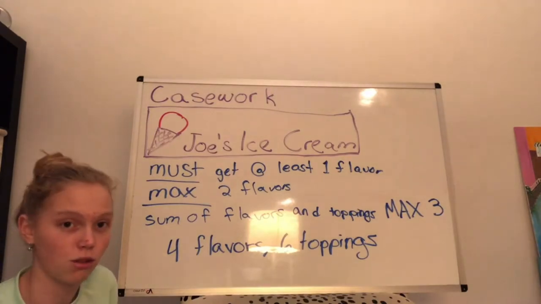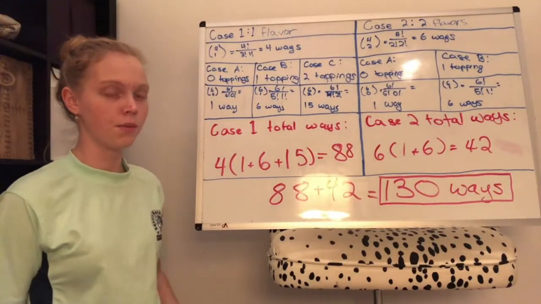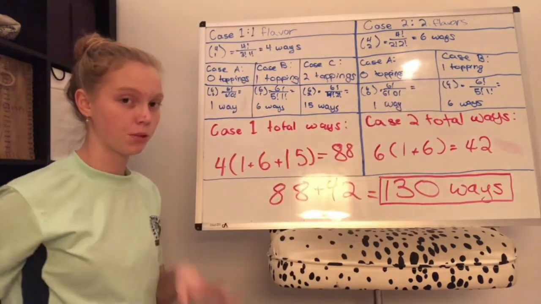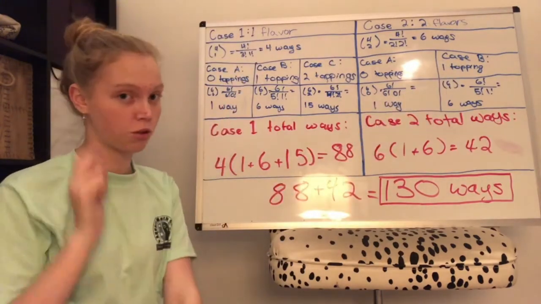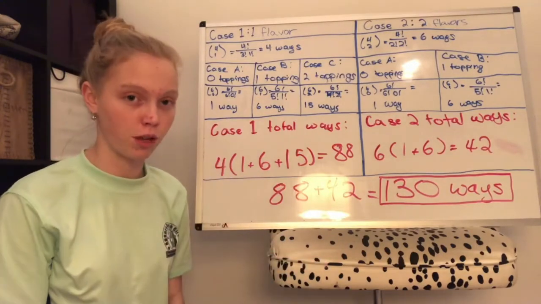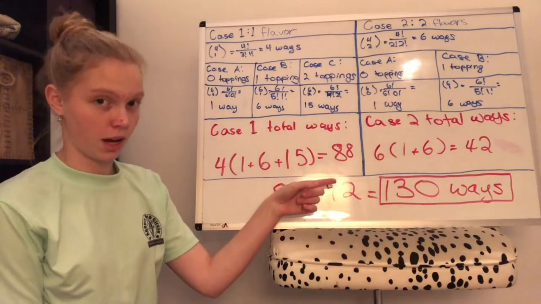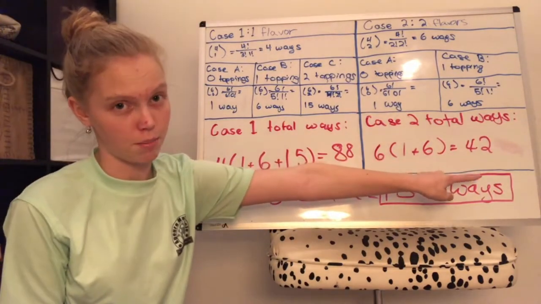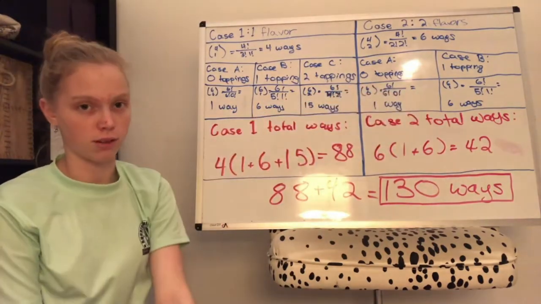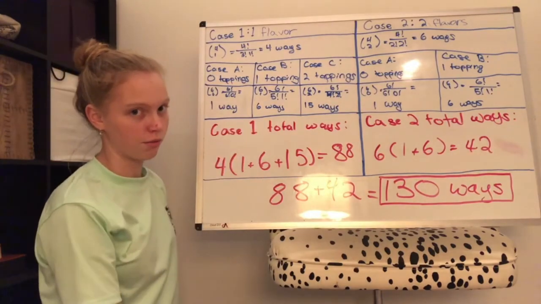So let's do a bit of casework and try to find out. The casework should look something like this. First things first, we gotta divide it into 2 cases, right? We're going to count up how many ice cream cones with 1 flavor you can make and how many ice cream cones you can make with 2 flavors. Once we figure out how many ways you can make with 1 flavor, which is going to end up being 88, and 2 flavors, which is going to end up being 42, we can add them up to get the total number of ice cream cones.